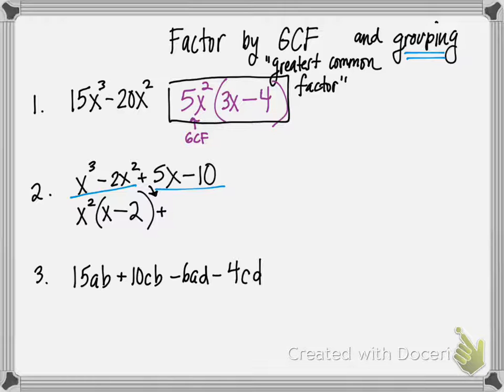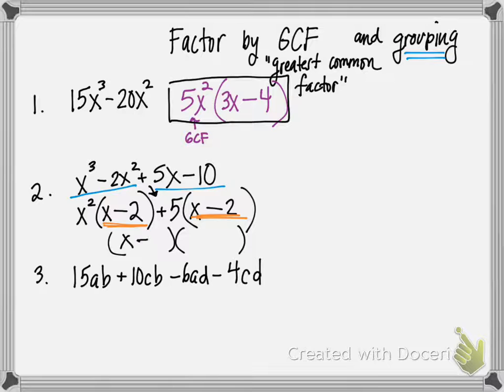And then the second pair, biggest number that divides 5 and 10 would be 5. And they don't share any variables, so it's just a 5 on the outside. So 5 times x gets me back to 5x, and then minus 5 times 2 gets me back to 10. Something you'll notice with grouping, these parentheses should always match. So my final 2 factors, whenever you do grouping, you have 2 factors.